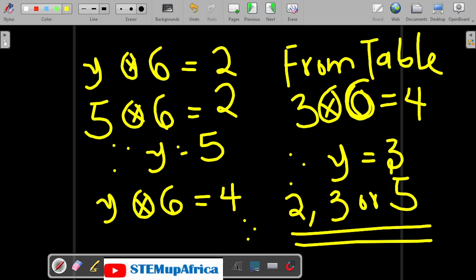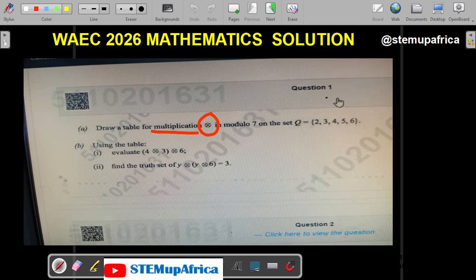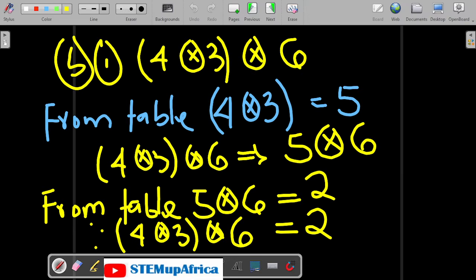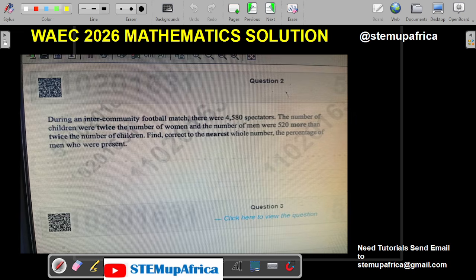So let's go to question 2. Question 1 is done. I look at question 2. Question 2, here we go. It says during an inter-community football match, there were 4,580 spectators. The number of children were twice the number of women. So the question is, what is the number of women we have? They say children is twice the number of women. So we don't know the number of women.